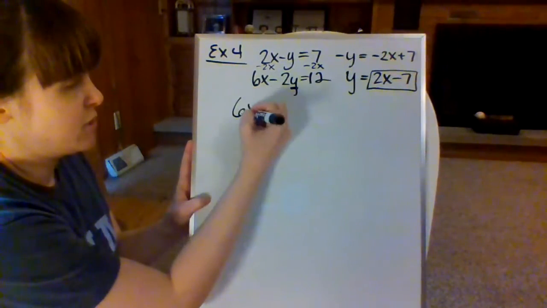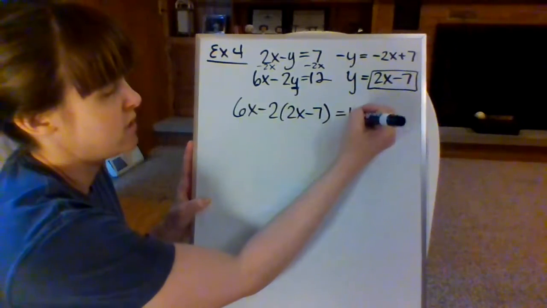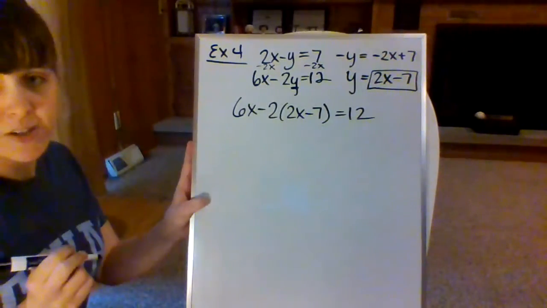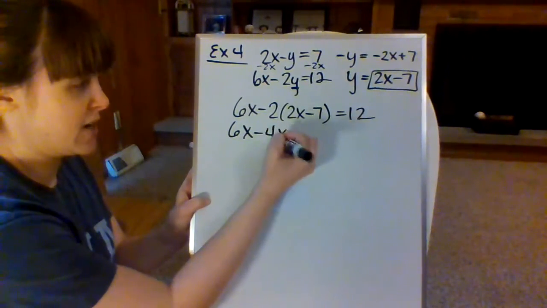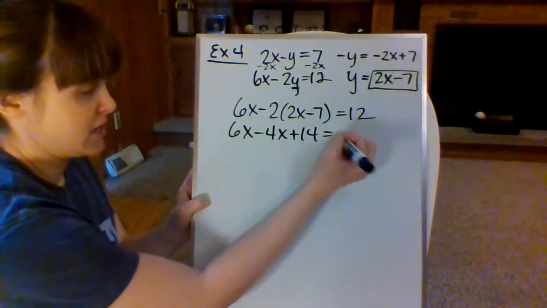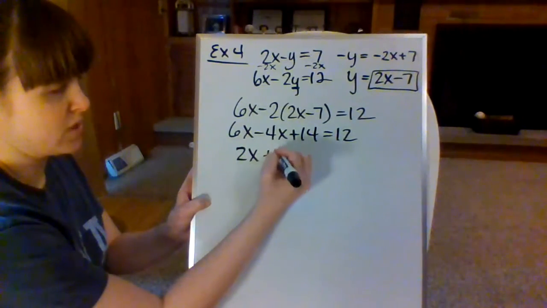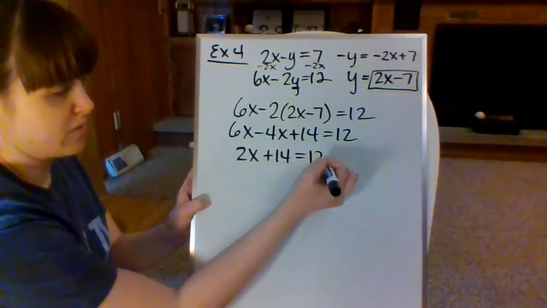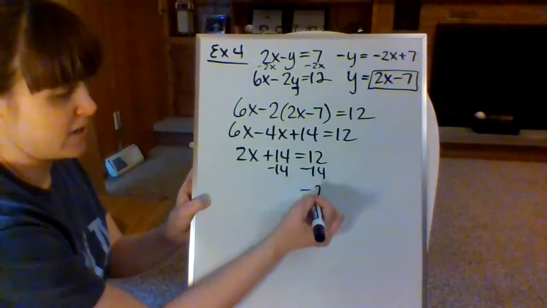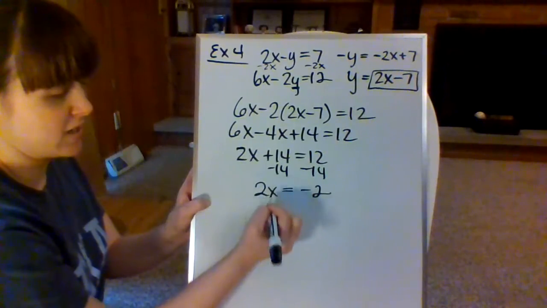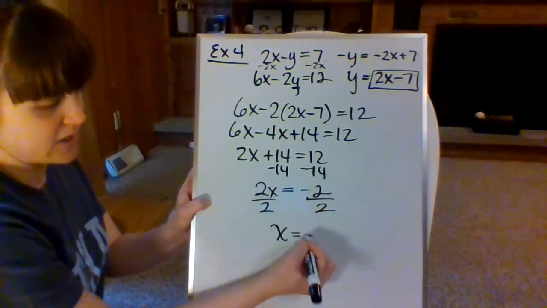Alright, so we're going to plug this in. Alright, so that's what we have so far. So we're going to have 6x minus 4x plus 14 equals 12. So we're going to have 2x plus 14 equals 12. When we subtract 14, we're going to have negative 2 equals 2x. So when you divide by 2, we're going to have x equals negative 1.